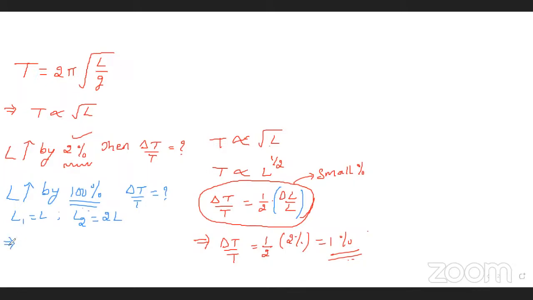So this clearly tells the change in the time period is directly proportional to root L. So root of L2 by L1 minus 1 into 100%. Since the change in the time period is directly proportional to root length, it is original final length by original length minus 1 into 100%, but here it is root. Now, can you tell me what is L2?